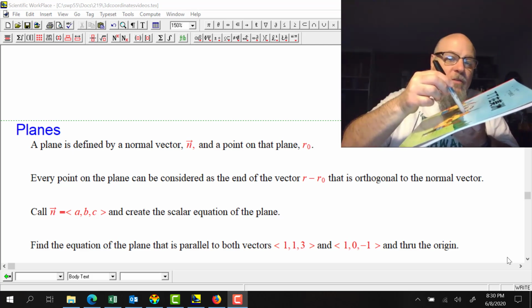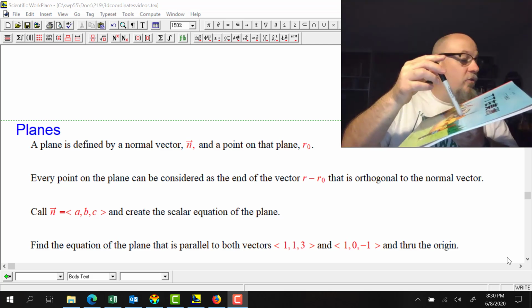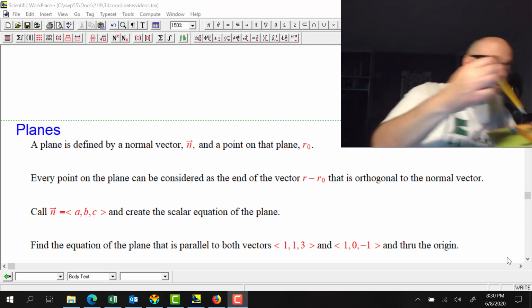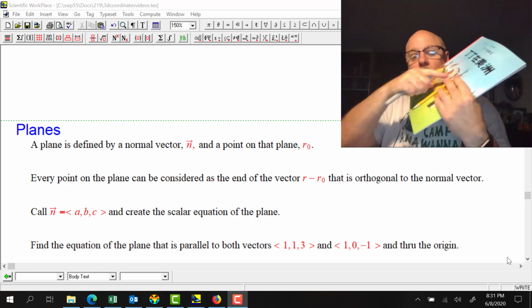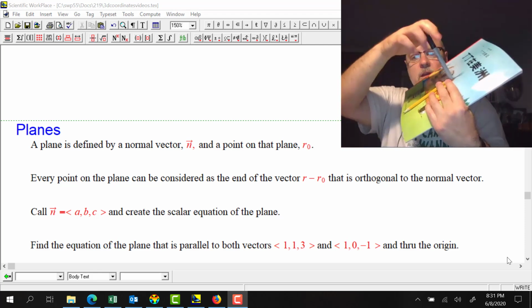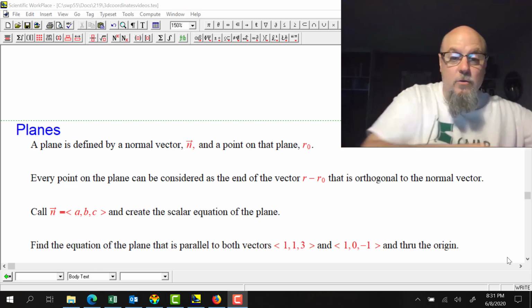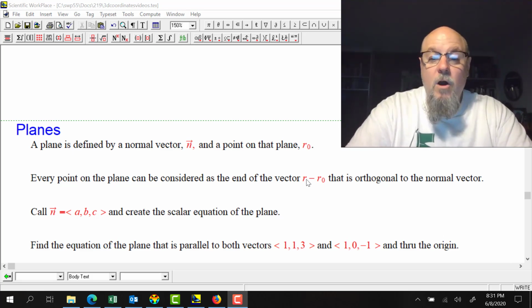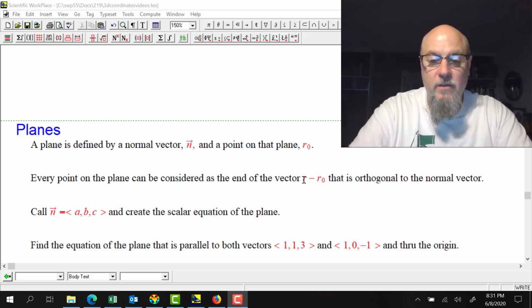And this vector is always perpendicular to my normal vector. So I'm going to get a pencil. Starting off at r0, going to any general x, y, z point on the plane, that vector is perpendicular to the normal vector. That means the dot product is 0, and that's what we're going to use. So every point on the plane gives the vector r minus r0. This r is our x, y, z point, our general point on the plane, and it's orthogonal to the normal vector.